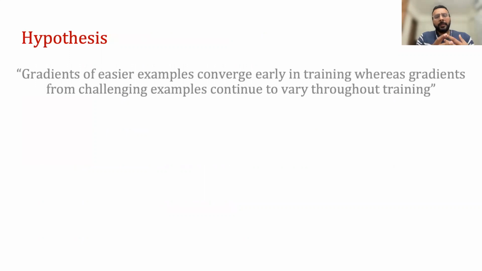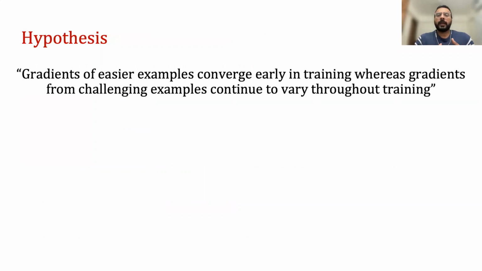The simple hypothesis that we had when we started this work was that gradients of easier examples would converge quickly and early on in the training, whereas gradients from challenging or hard examples will continue to vary throughout the training. You can look at it from a different point of view: if a model is confident of classifying a given image, then the gradients or the backpropagation loss generated for that particular input will be saturated as the training progresses. But if the model is not confident about a particular image, then the gradients will keep on fluctuating till the model converges, right? That's the basic hypothesis that we used.